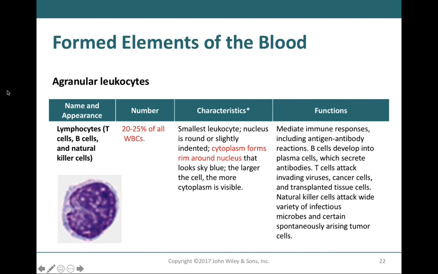Now, as for the agranulocytes, these are not going to have cytoplasmic granules. That's how they got their name. And the more common of the 2 types of agranulocytes is the lymphocyte.